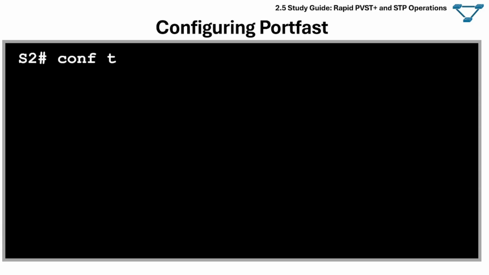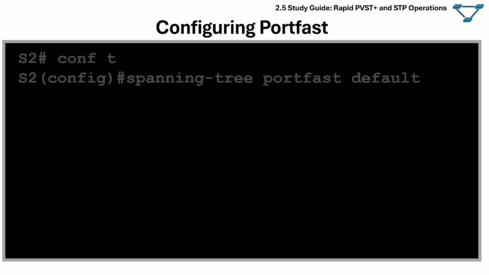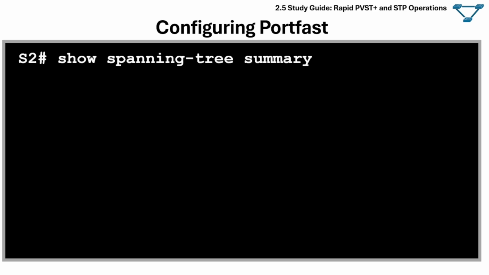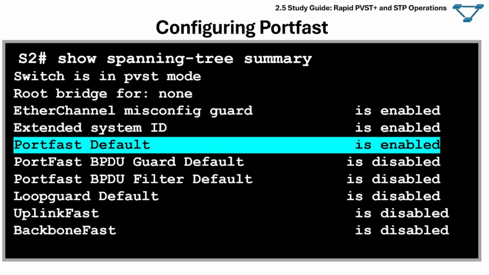You can set PortFast as the default for all switch ports with one global command, spanning-tree portfast default. This will automatically enable the feature on all ports that are in access mode and will disable the feature on the ones that are 802.1q trunks. We can verify if the command is configured on the switch using the show spanning-tree summary command. We can see in the output that PortFast default is enabled.